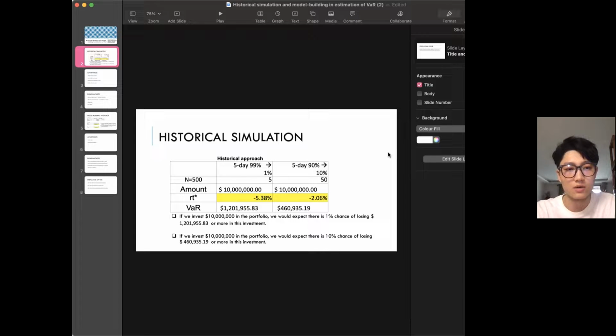If we invest 10 million in the portfolio, we would expect there's a 1% chance of losing 1,221,945.83 or more in this investment. If we invest 10 million in the portfolio, we would expect there is a 10% chance of losing about 460,000 or more in this investment.